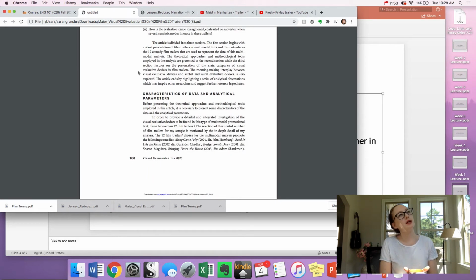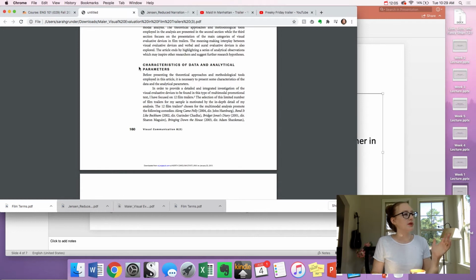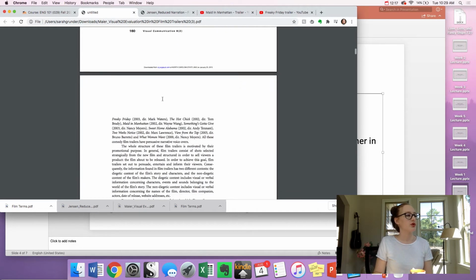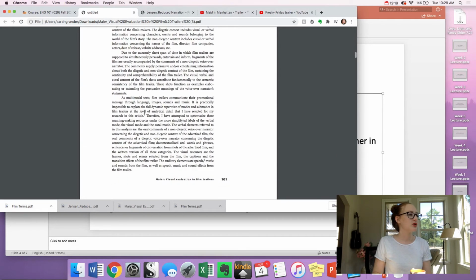So the article's in sections. Now, communications is technically in the social sciences, but this article is more in the humanities space. It's more humanities focused. So what's interesting is she does use data. She talks about the data and the parameters. So it's a lot like the methods section of an article in the sciences, whether that's natural or social sciences.